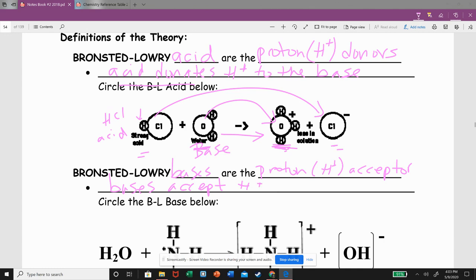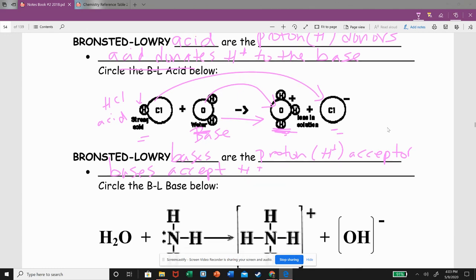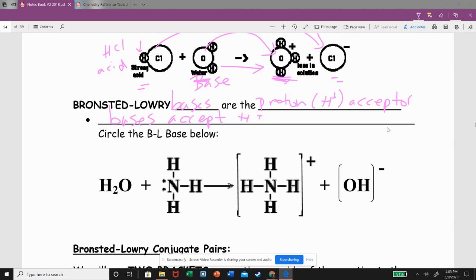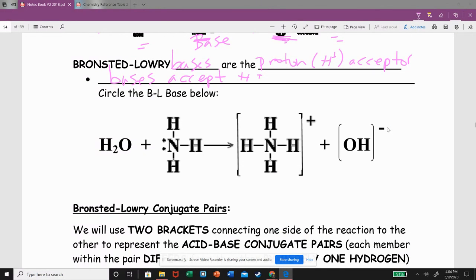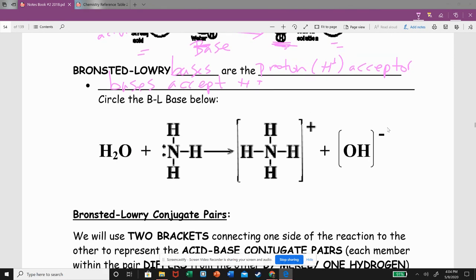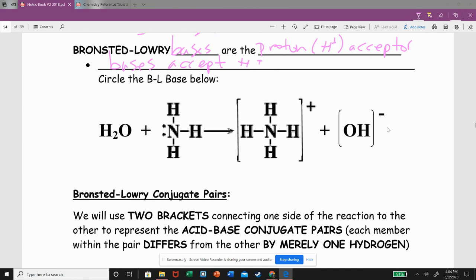So this theory of acids and bases doesn't go into pluses and minuses. This theory of acids and bases is all about which ones donate and which ones are accepting the H plus. And this is really important in biological processes, because in biological processes, we often deal with weak acids and bases. So now this is just BL, Bronsted Lowry acids and bases.